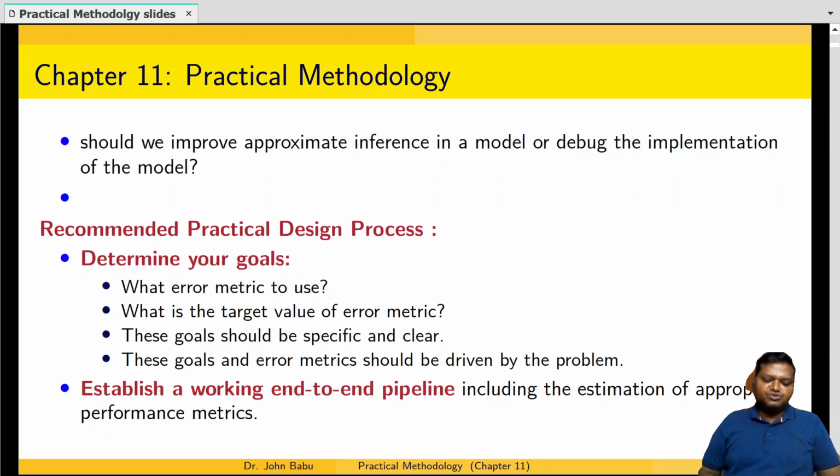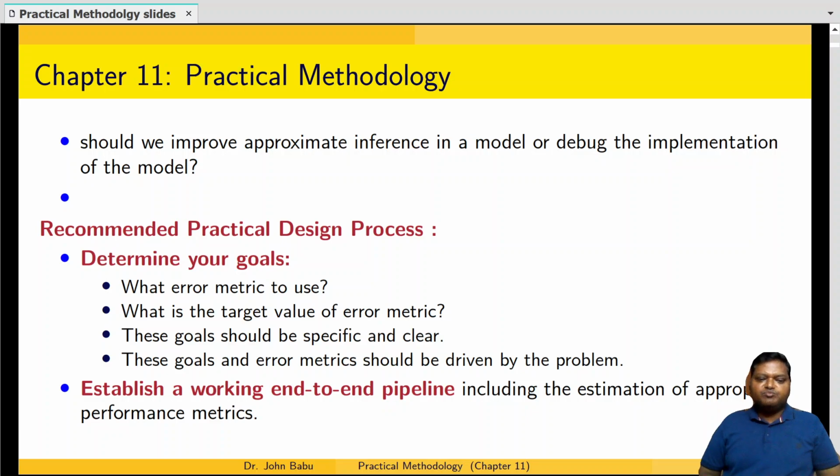Then the second question is, once you choose the error metric, what should be the value? Suppose you are choosing accuracy, so what is your target value? You want to achieve 95%, 97%, 98%, or 99%? It should be clear. All these goals should be specific and clear. And these goals and error metrics will depend on the problem, so they should be driven by the problem data. That is the first step. What is the first step? Determine your goals clearly and specifically.